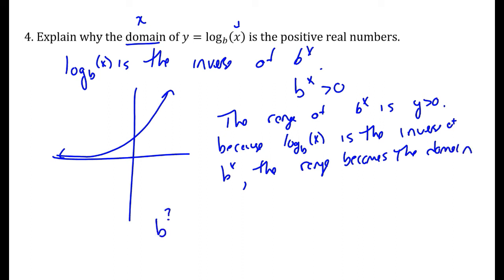B to no power gives you 0. B to no power will ever give you a negative number. So that's why we throw those out and we only allow positive real numbers to be the inputs, because we never get outputs that are negative or 0.